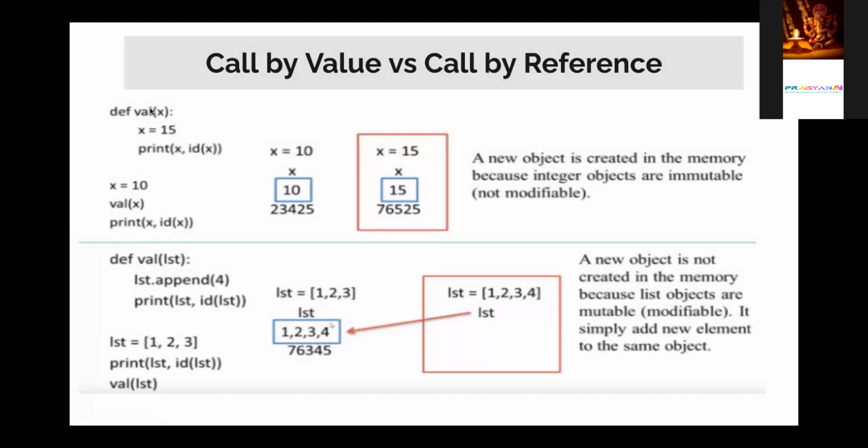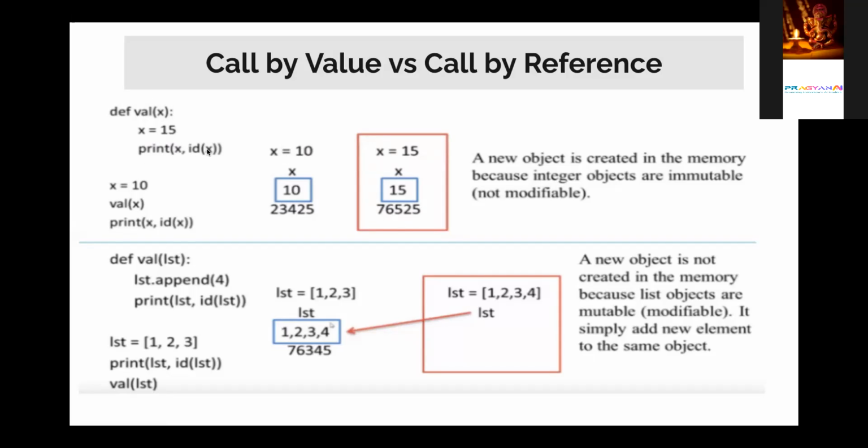The function is called, so it will go here and start executing. Now x is equal to 15, meaning the x value got changed. Initially, when I'm passing, x is equal to 10 and x is stored at some location, a memory address. But when this function is called, it assigns x equal to 15, and that 15 is stored at some other address, not the same address.